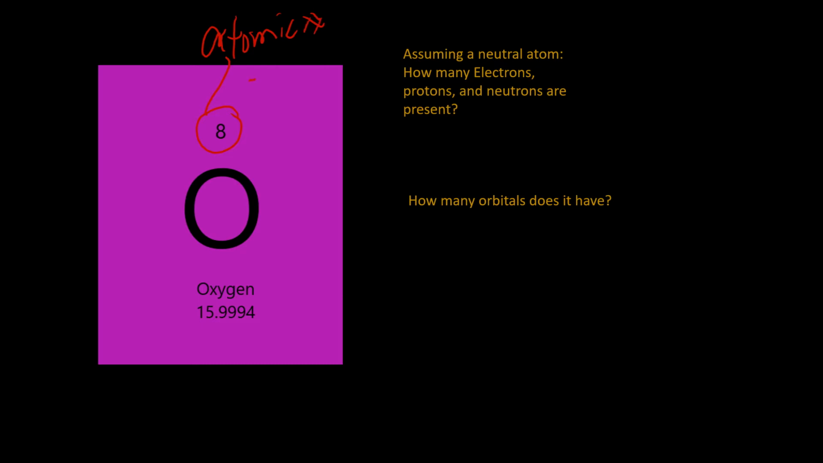So oxygen, our atomic number is equal to the number of protons. So by knowing our atomic number, we always know our number of protons. So protons will equal 8. And then our neutrons, to determine the number of neutrons we have, we will take our atomic mass. The atomic mass is equal to protons plus neutrons.